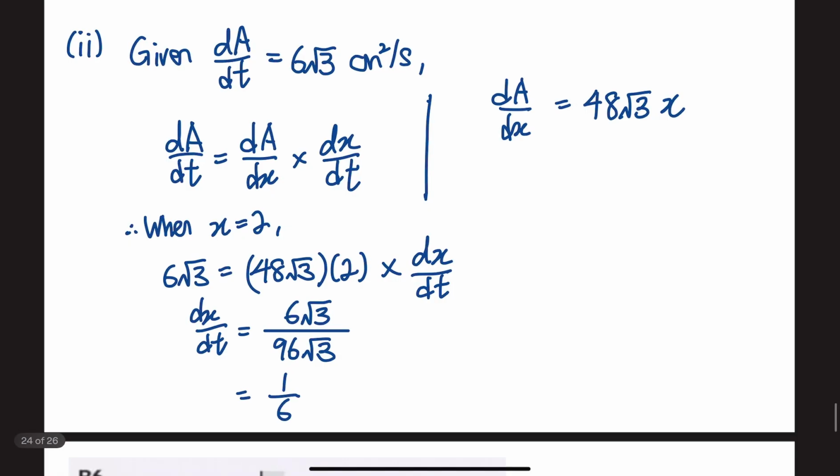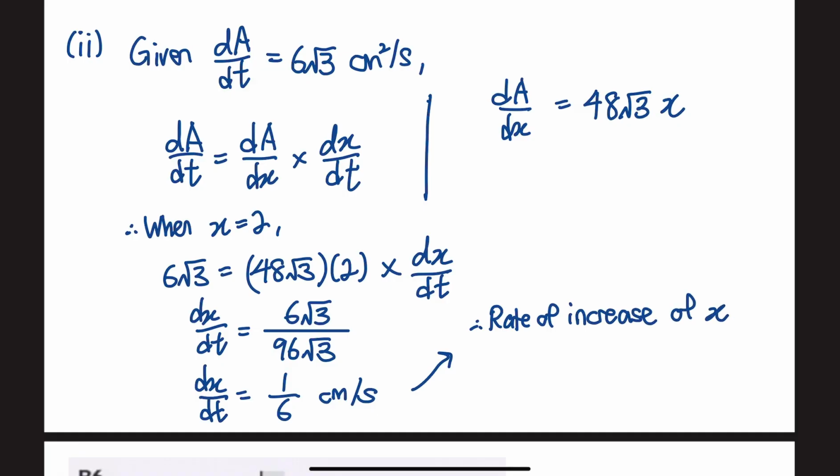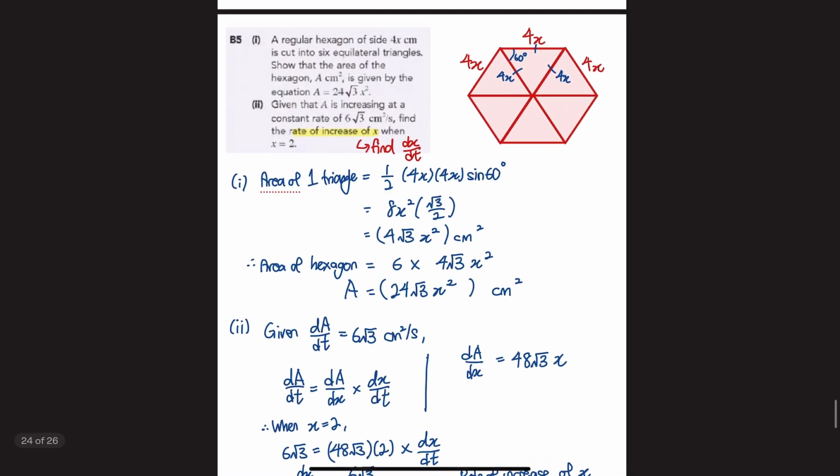Okay, and the units for dx over dt is equal to cm per second. Don't forget about the units. So therefore, the final answer to this question is simply: since dx over dt is positive, the rate of increase of x when x is equal to 2 is 1 over 16, sorry, I didn't write the 16 there. 1 over 16 cm per second. And that is my answer to question 5.